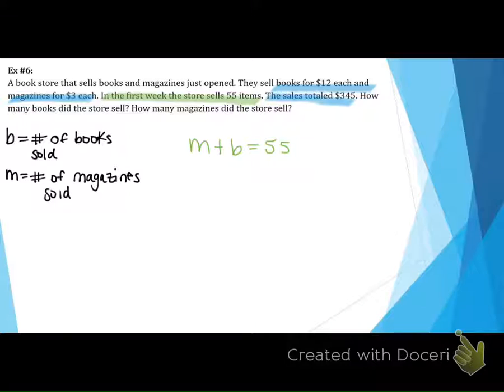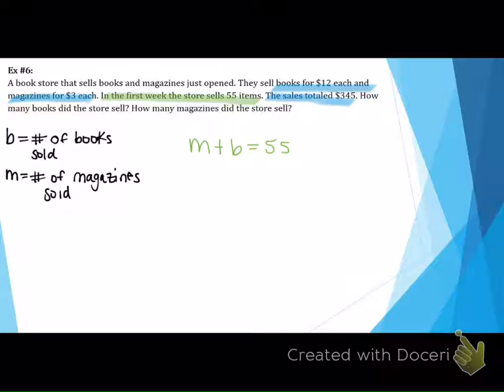So anyways, if you ever have anything that is a total, you're going to add the variables together, because this is saying the number of magazines sold plus the number of books sold is 55. Does that make sense? Yep. So now we just have to create an equation with the money.